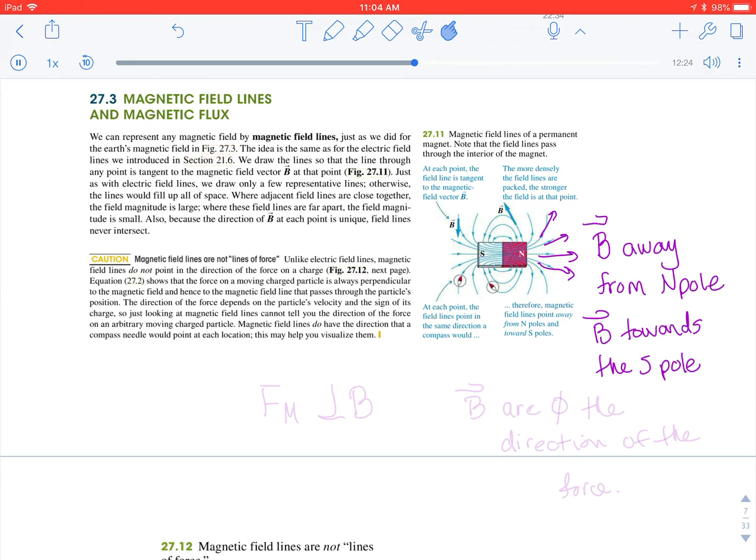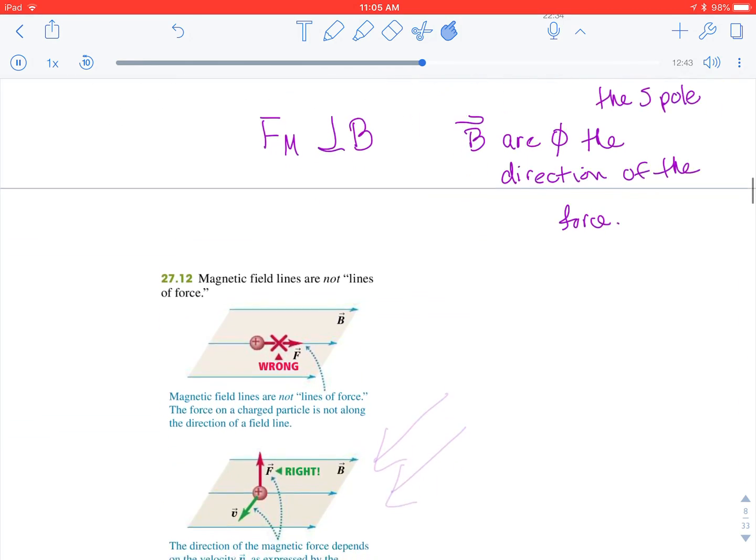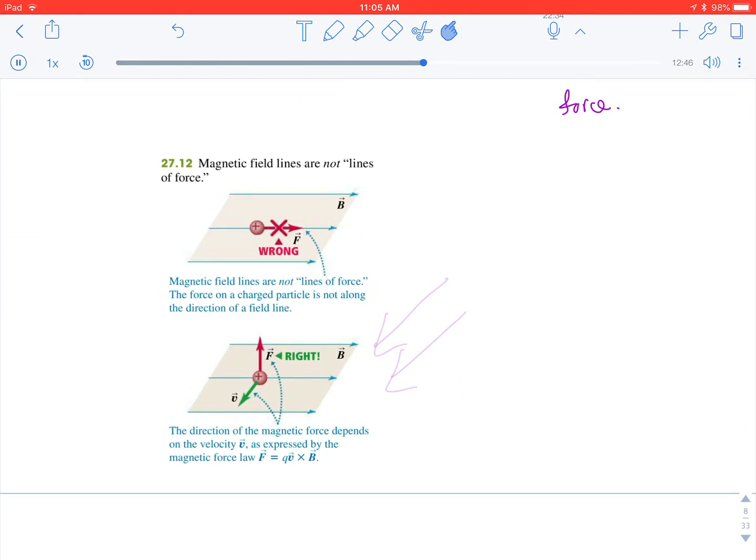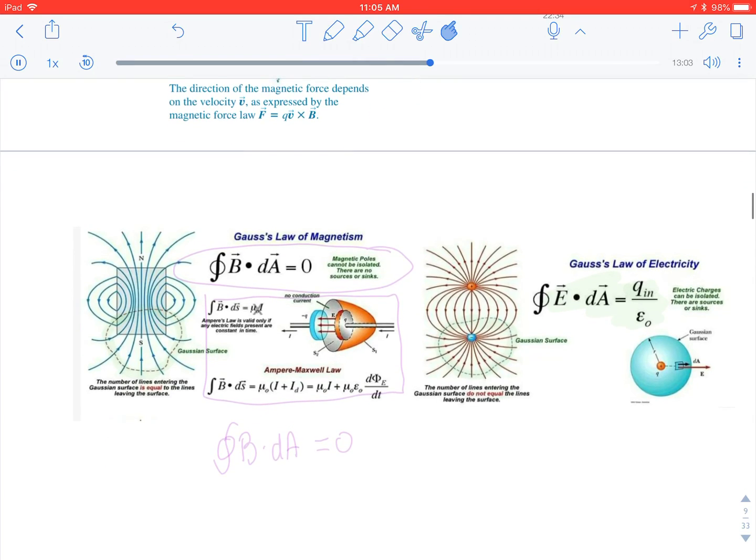But one thing to keep in mind is the magnetic field lines are not the direction of the force. The force is going to be perpendicular to the direction of the magnetic field lines. So that's kind of our big takeaway for this. So this is just a nice illustration of where students might go wrong. So make sure that you understand that the force is not in the direction of the magnetic field, but this is correct. This is the correct one. So the force will always be perpendicular to the magnetic field, and the force will be perpendicular to the velocity. That leads us to Gauss's law of magnetism.